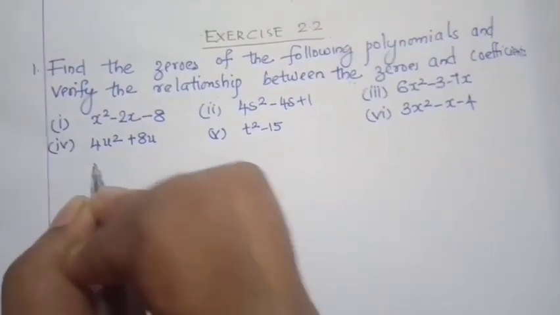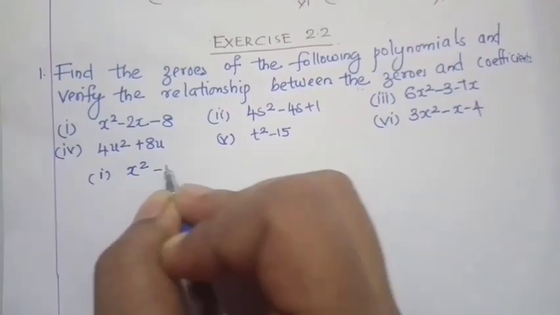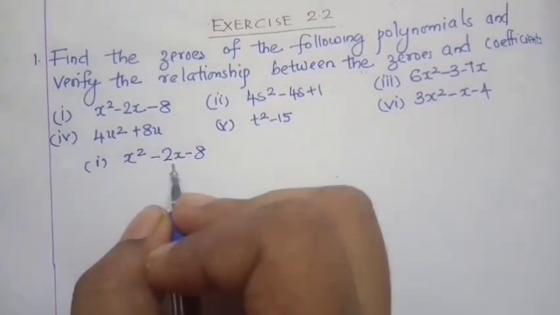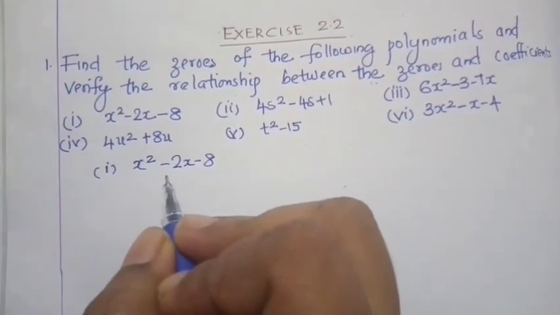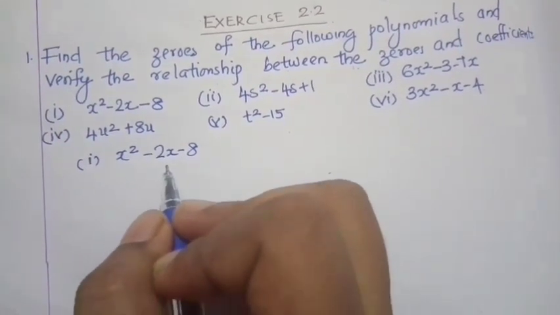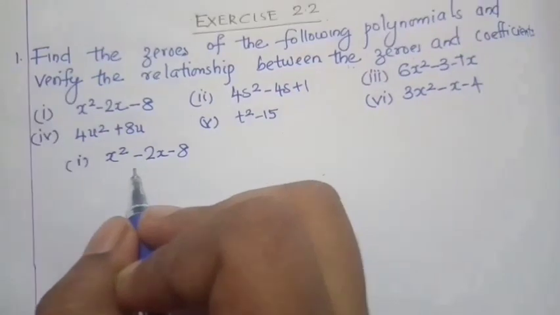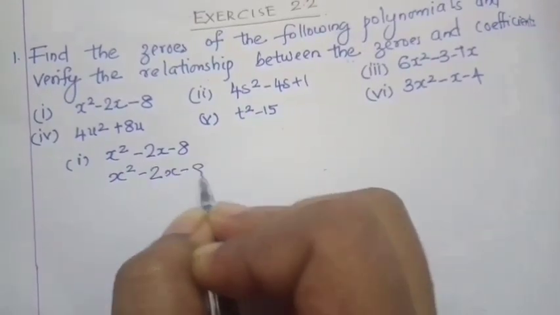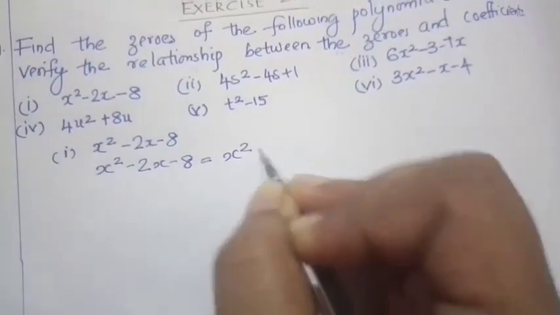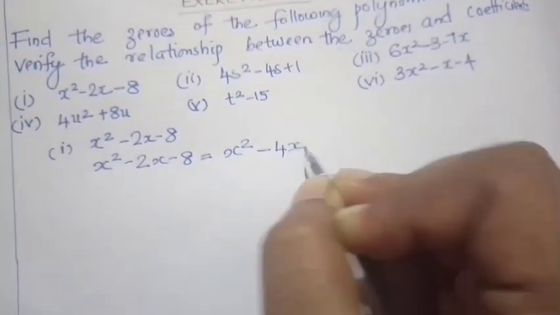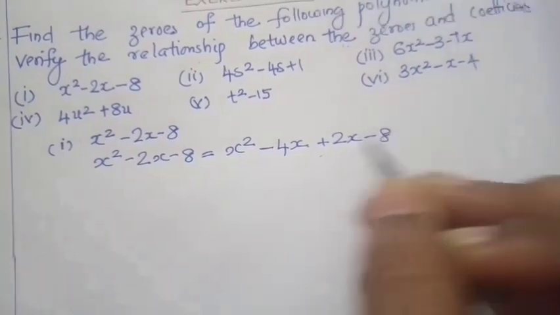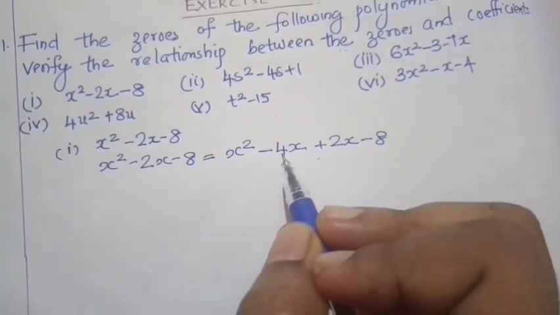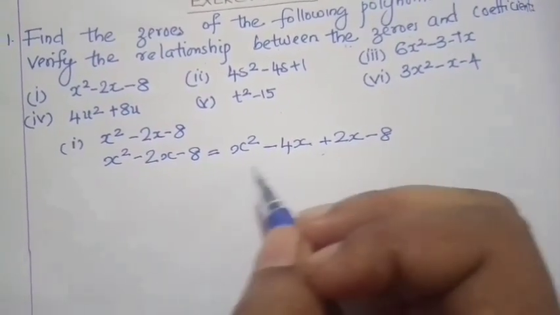Now, take the first question, that is x square minus 2x minus 8. First, we have to find the zeros of the polynomial. So, we have to first split the middle term, that is minus 2x, in terms of two numbers whose sum will be minus 2x and product will be minus 8x square. So, we can write it like this, that is x square minus 2x minus 8 will be equal to x square minus 4x plus 2x minus 8. See here, minus 4x plus 2x you will get minus 2x, and minus 4x into 2x will give you minus 8x square. So that's correct.